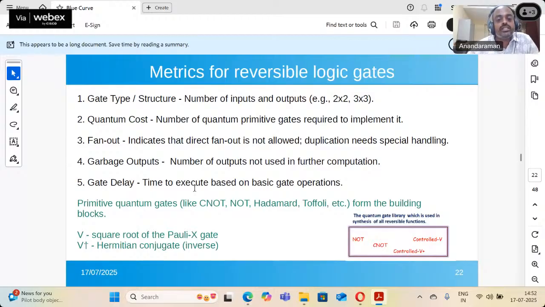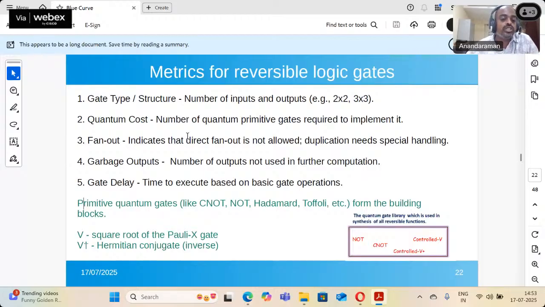So these are some of the metrics for reversible logic gates. The gate type is whether it is one input one output, two input two output, or three input three output, the number of inputs and number of outputs. Quantum cost is the number of quantum primitive gates required to implement it. Fan-out indicates that direct fan-out is not allowed. Duplication needs special handling. So you need the fan-out operation, but you cannot do it directly; through a different operation, you have to do fan-out. Garbage output, just for the sake of reversibility, is the number of outputs not used in further computation.